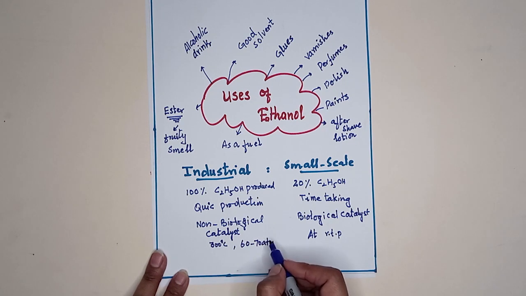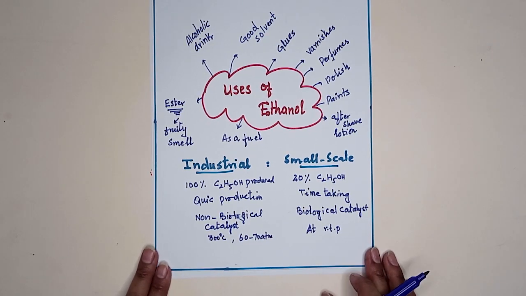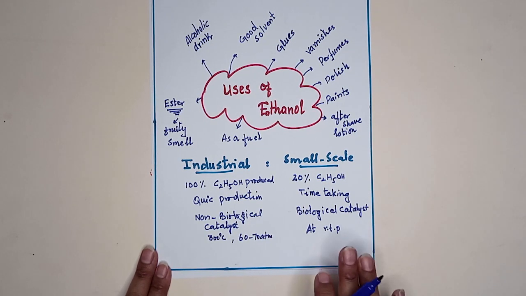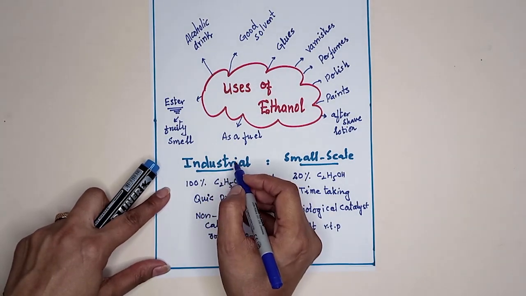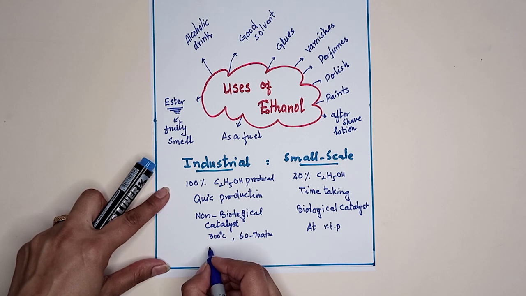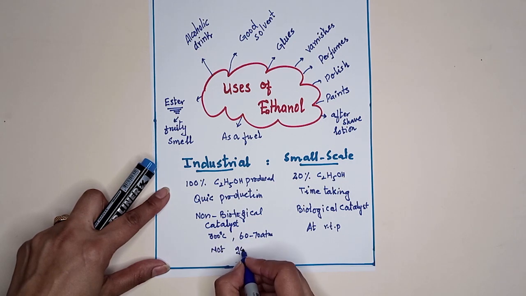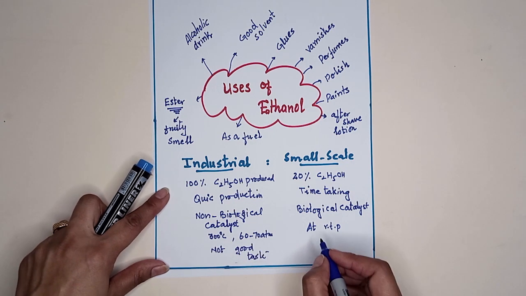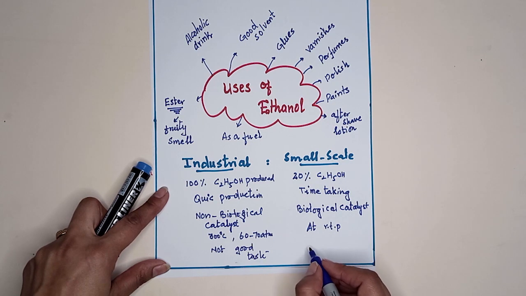So these are the differences if we are going to talk about the industrial and small scale. And another very important difference: on the industrial scale, when we prepare ethanol, the taste is not too good, not as good in taste as small scale production of alcohol.